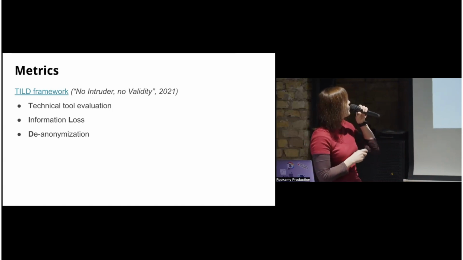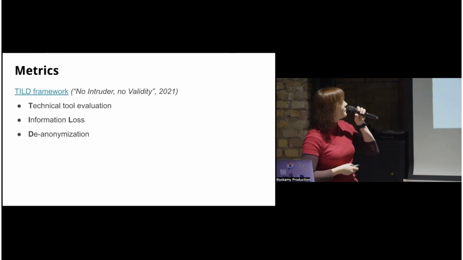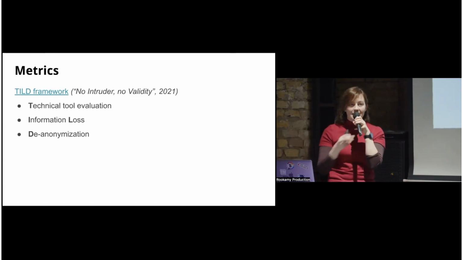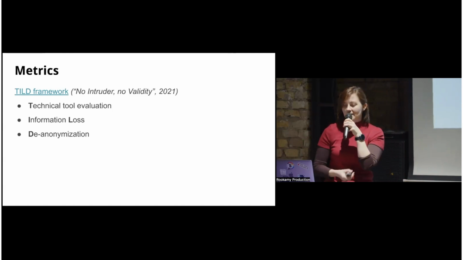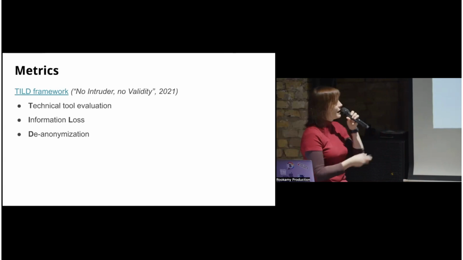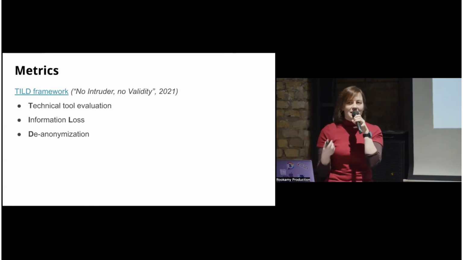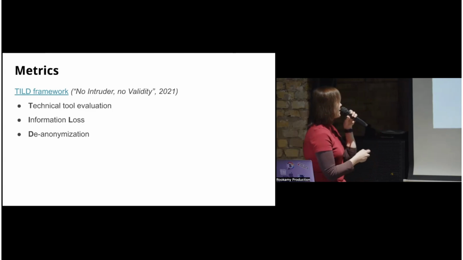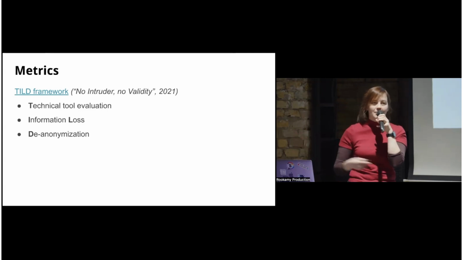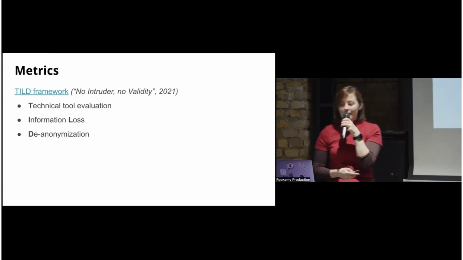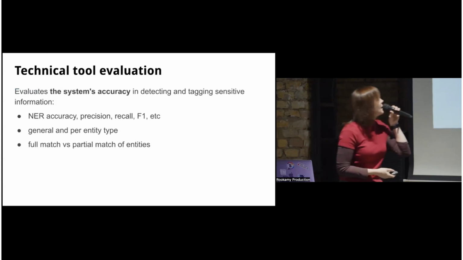That has two aspects to measure anonymization. One is the technical tool evaluation, which is basically estimating the quality of named entity recognition. The other one is information loss: after anonymization, is your data still usable, or is it so corrupted that it's no longer useful for you? And de-anonymization: can you actually re-identify the person regardless of how your named entity recognition system worked? So let's look at these in more detail.